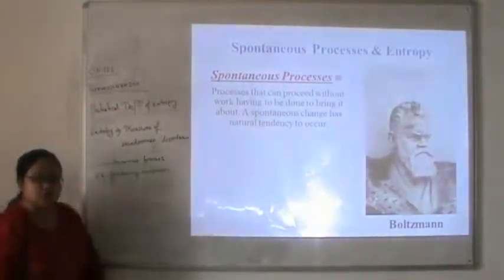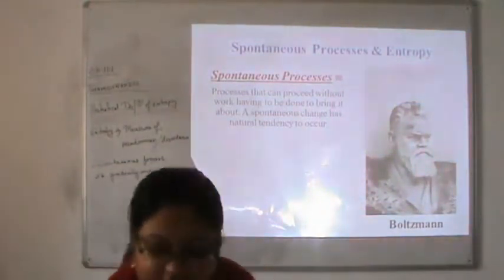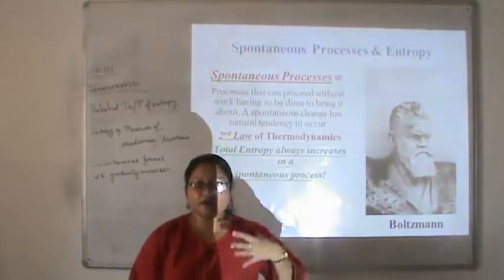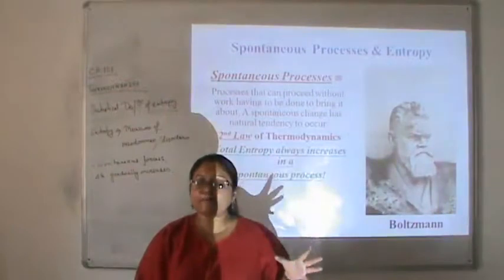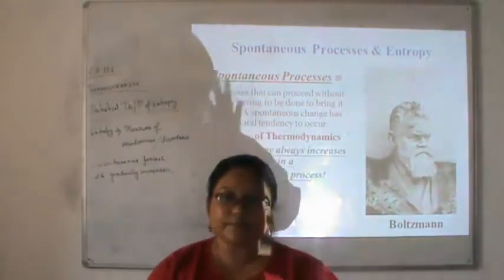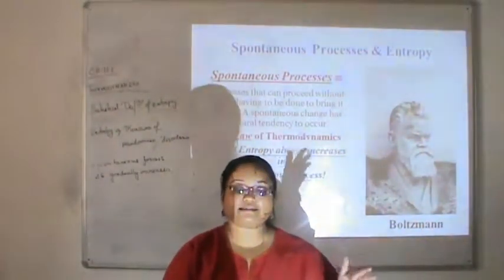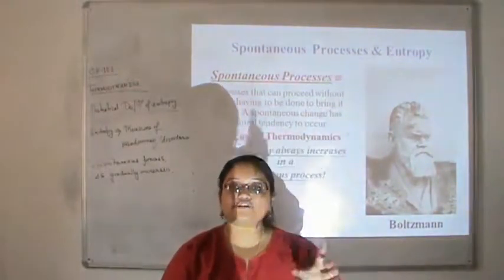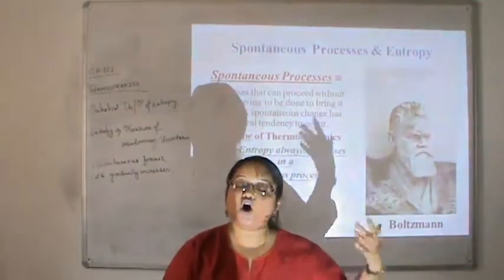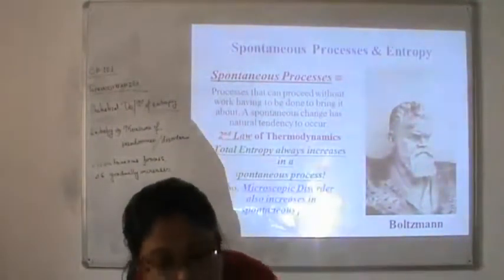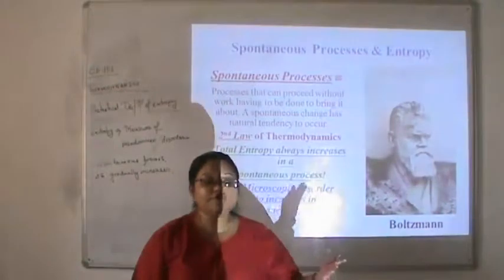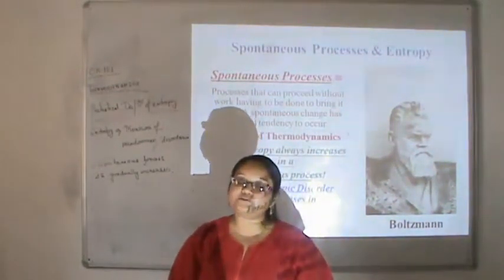So for a spontaneous process, delta S gradually increases. From the statement of the second law of thermodynamics, we can say that total entropy always increases in a spontaneous process. This is from the statistical definition of entropy. We can generate a statement for the second law of thermodynamics like that: total entropy of a spontaneous process always increases. That means the microscopic disorder, the degrees of freedom, always increases in a spontaneous process.